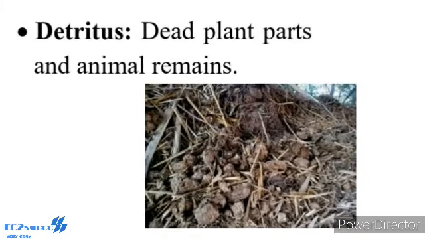Next one, detritus, dead plant parts and animal remains. You may have heard of the earthworm being referred to as the farmer's friend. This is so because they help in the breakdown of complex organic matter as well as loosening of the soil. Similarly, the decomposers break down complex organic matter into inorganic substances like carbon dioxide, water and nutrients, and the process is called decomposition. Dead plant remains such as leaves, bark, flowers and dead remains of animals including fecal matter constitute detritus.